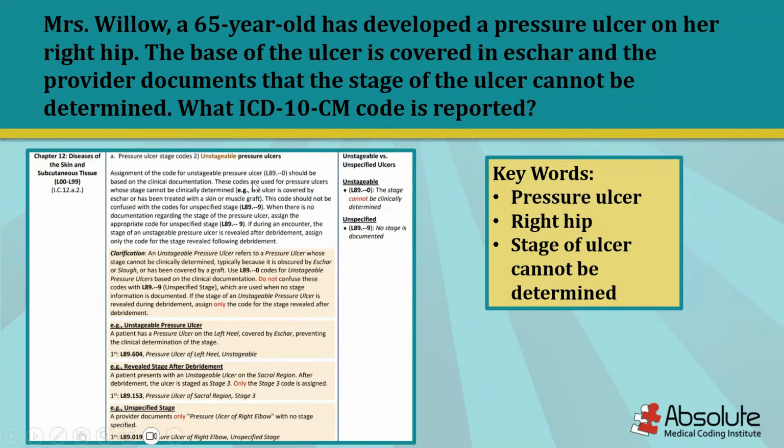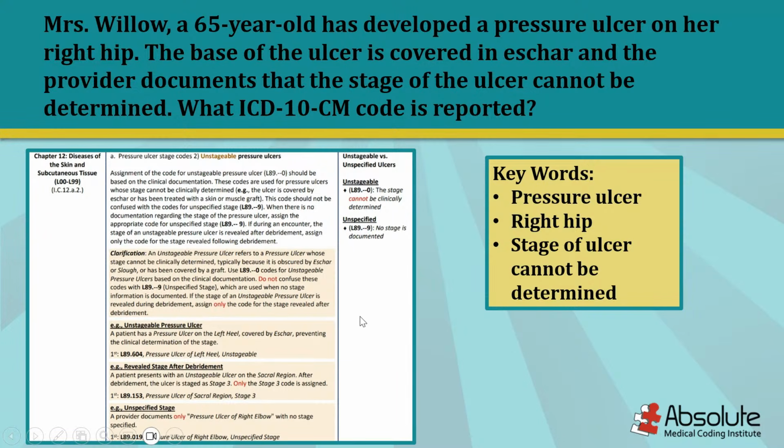Okay. So right here, we have a category for unstageable, and then we have a code for unspecified. So that's where the keywords really come into importance, because you got to focus on what specific wording we have on here. So right here, it just says that it cannot be determined. So we would be coding from right here. That would fall under the unstageable category, because it says the stage cannot be clinically determined. That is what the physician is saying. So that is what category we're going to be selecting.